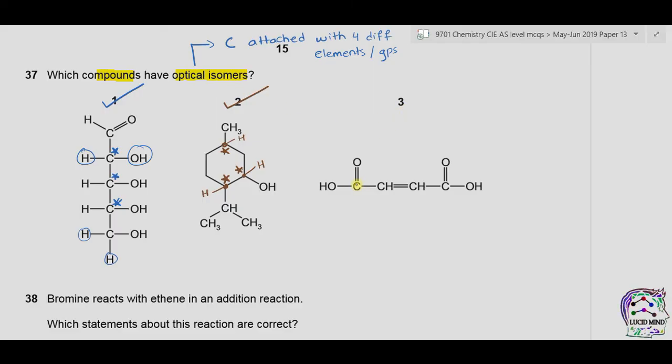Moving towards the third one, we have this carbon which is double bonded, so it does not show optical isomers. This carbon is also double bonded. This is also making a double bond. This is also making a double bond. So none of the carbon atoms is chiral, therefore 3 will not show any optical isomer. As options 1 and 2 are correct, therefore the answer is B.